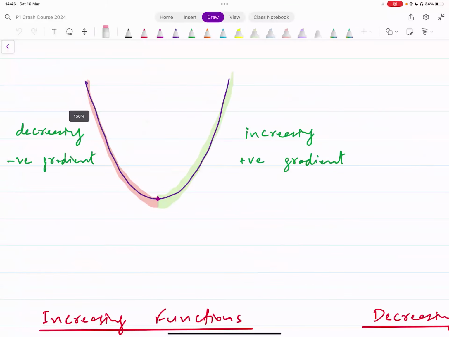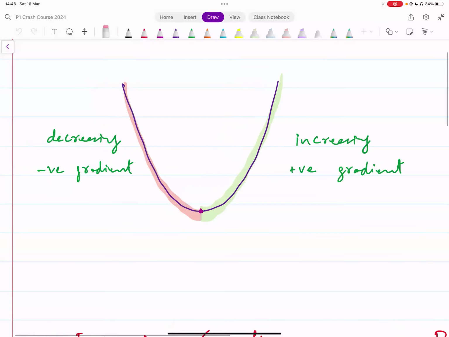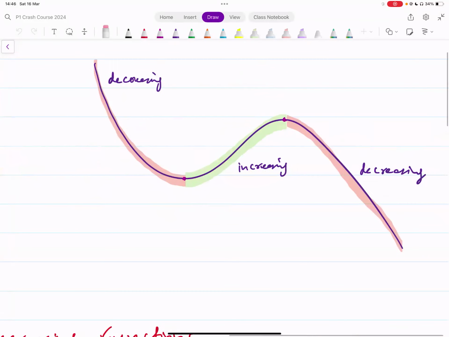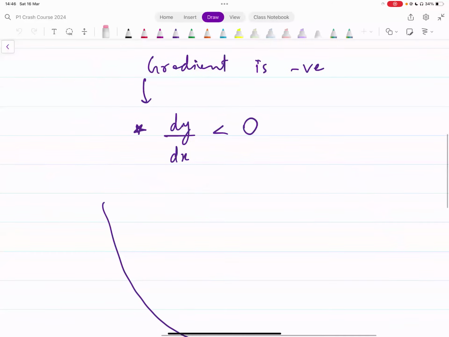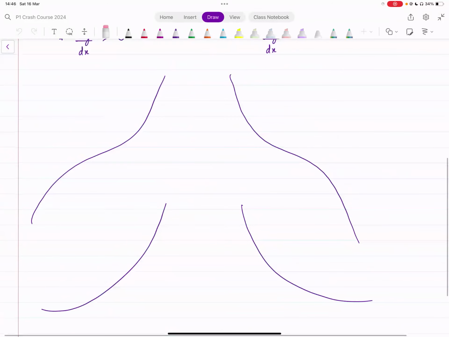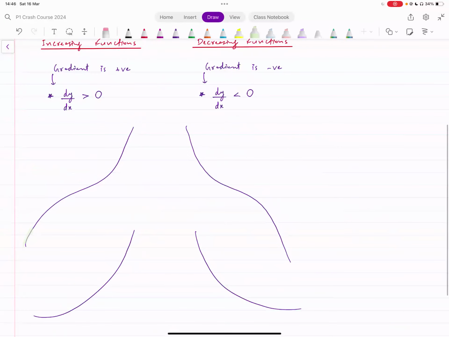Now, there are some functions that are increasing in some part and decreasing in another part. For example, this one and this one. And then there are some that are throughout increasing or throughout decreasing, right? So the ones on the left side, they are increasing throughout. And the ones on the right side here, they are decreasing throughout. Okay. So we talked about these functions.